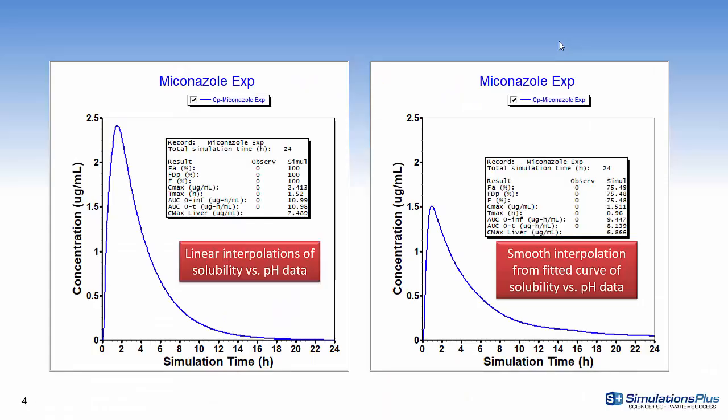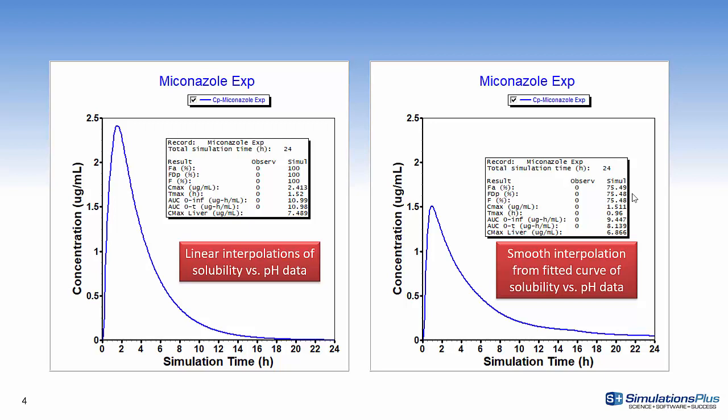Now let's take a look at these two simulation results side by side. So on the left-hand side, we have the linear interpretation of the solubility versus pH data. And you see here that the fraction absorbed is 100%. And so you get a higher peak concentration, closer to 2.5 here. And then on the right, we show the smooth interpolation of the fitted curve for the solubility versus pH data. And this results in a lower fraction absorbed, much closer to the observed value. And so this is really the preferred way, or the better way, to perform the simulation.